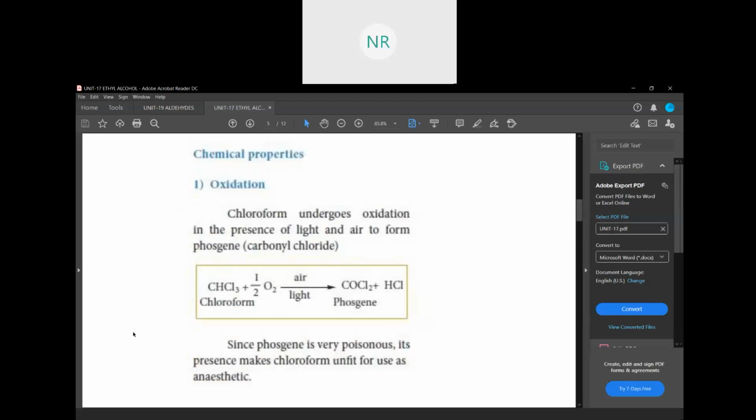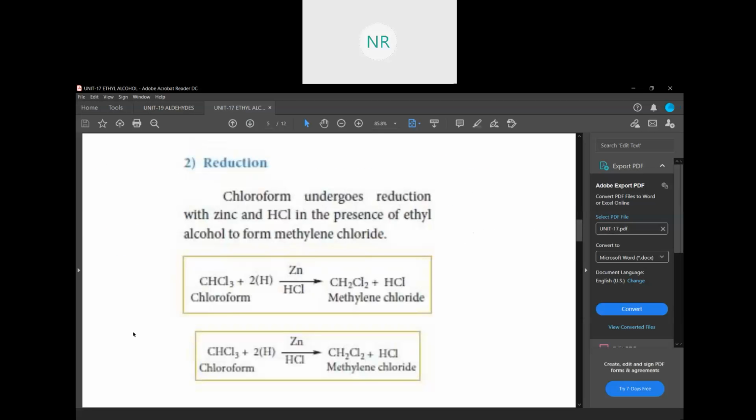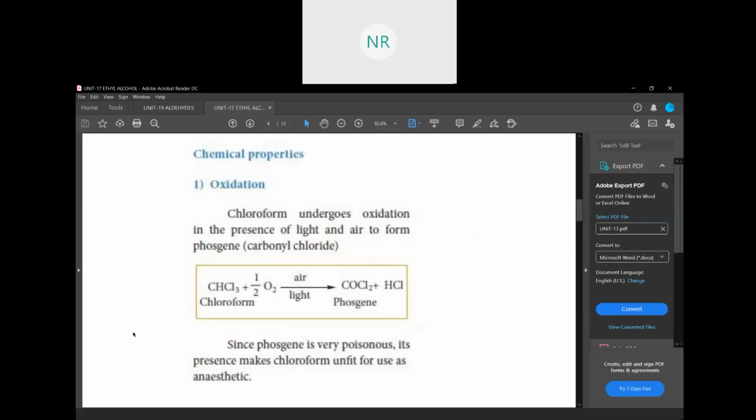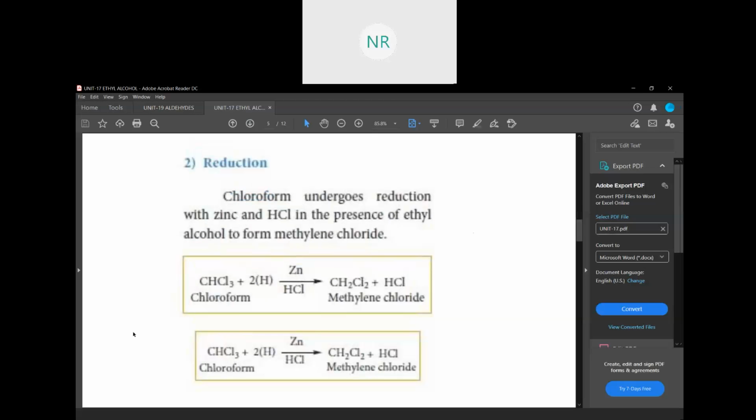So these are your oxidation and reduction properties of chloroform, that is chemical properties. So in the exam, if they ask you to write the chemical properties of chloroform, you have to write chemical properties. Number one is oxidation, you have to write this, and number two, reduction, you have to write this. Okay, only one reaction is enough. Both are the same reaction.